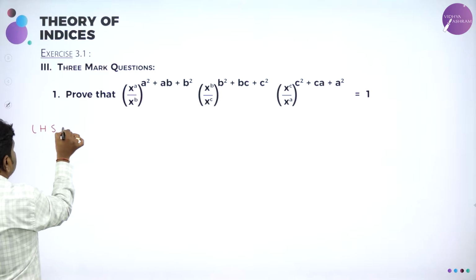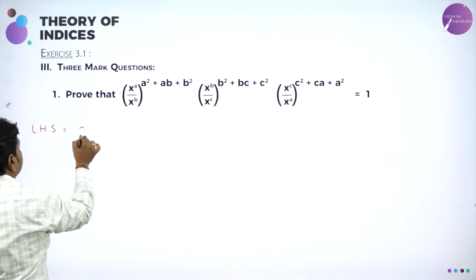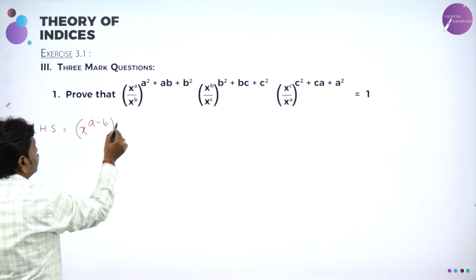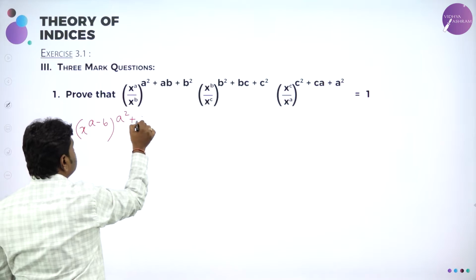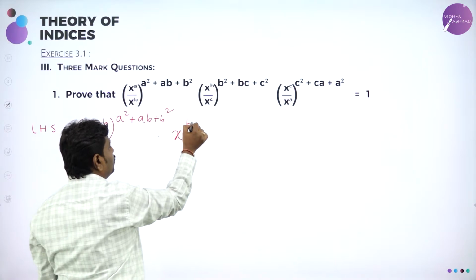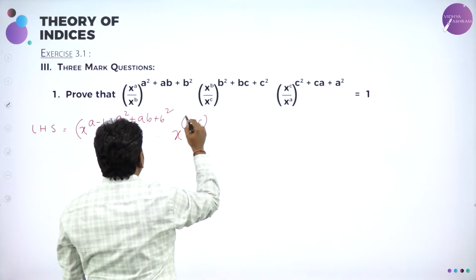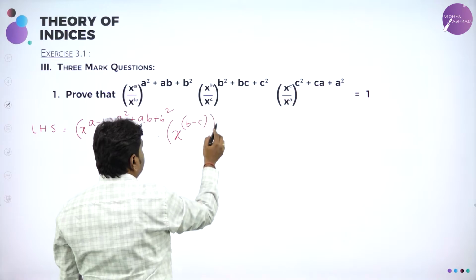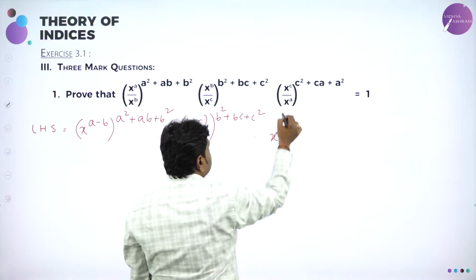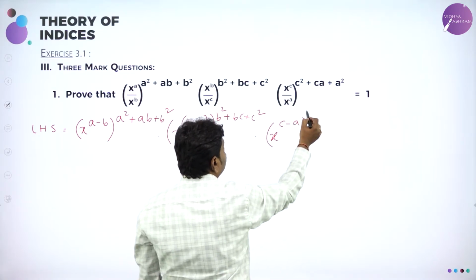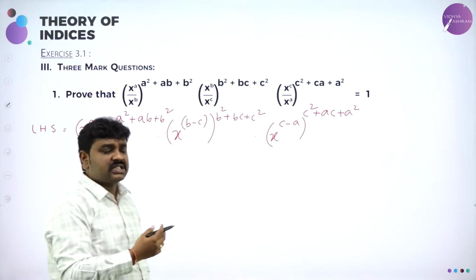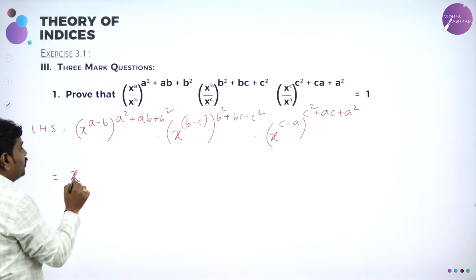We'll take LHS. See here, it is in the form a^m by a^n. a^m by a^n can be written as a^(m-n). I'll write x^(a-b), and the power, what is the power? a square plus ab plus b square. Further, this can be written as x^(b-c) into, (a^m)^n, b square plus bc plus c square. Into x^c by a can be written as x^(c-a) into c square plus ac plus a square. So simplify this.